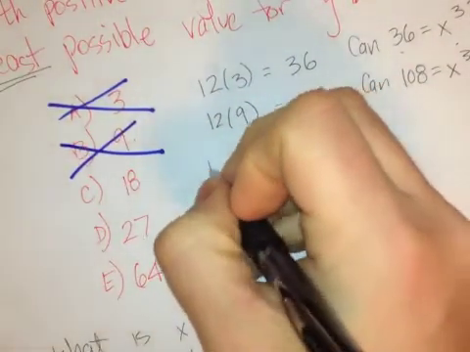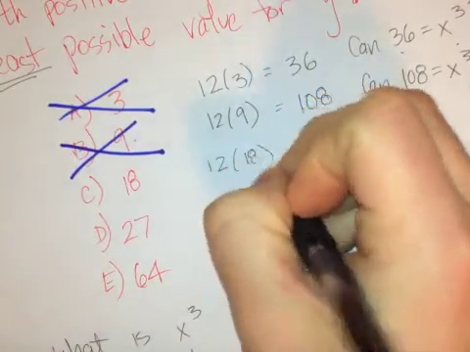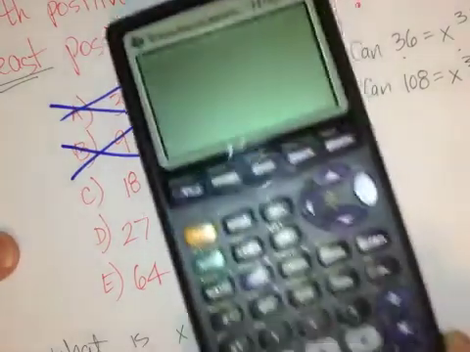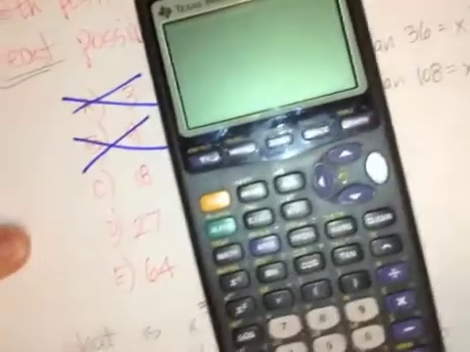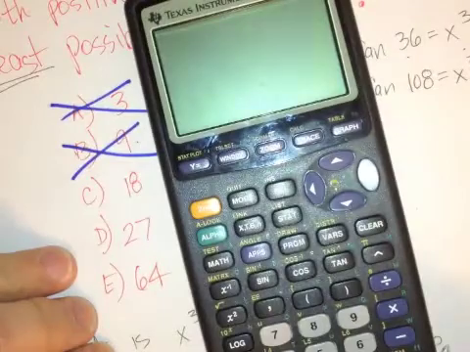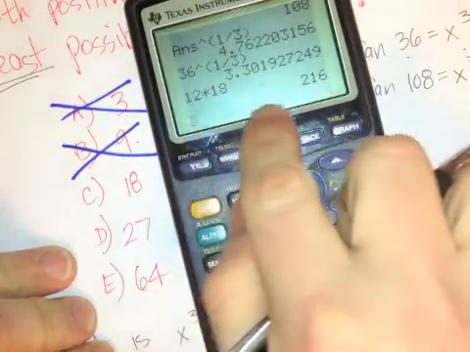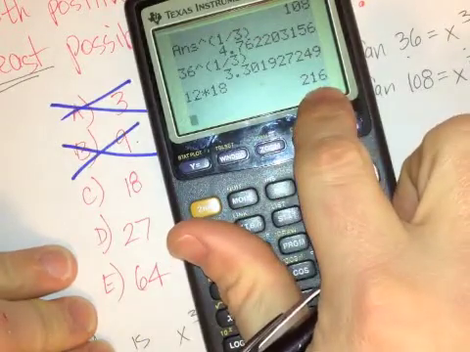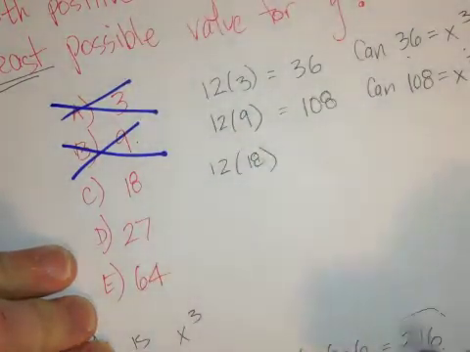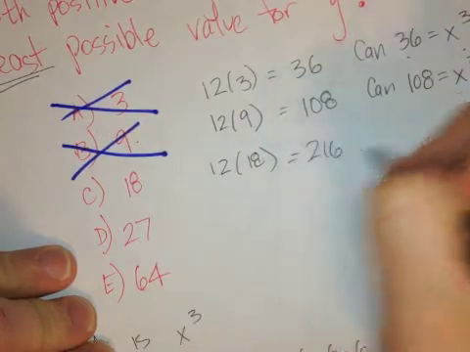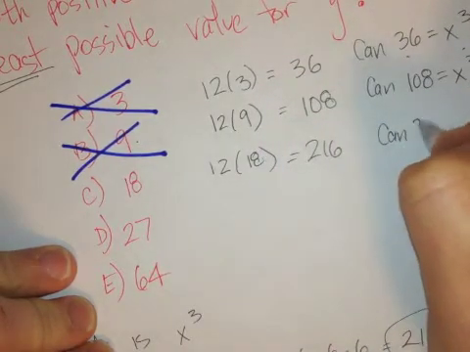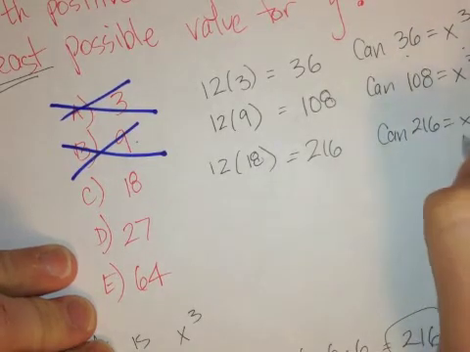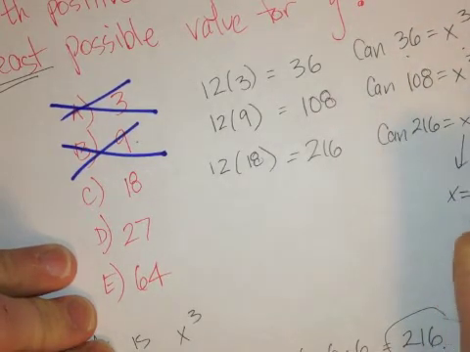Next one is 12 times 18. Let's see. I do that with my calculator. Whoa, don't fall down. 12 times 18, 216. Already some alarms should go off. I know that 216, can 216 equal x cubed? Of course it can. This tells me that x equals 6.